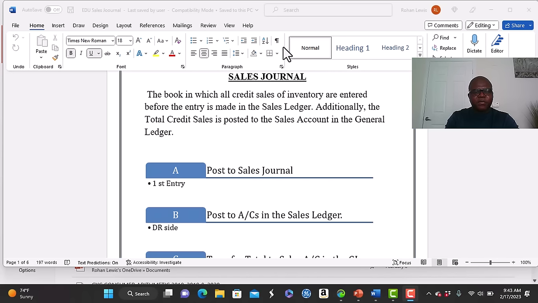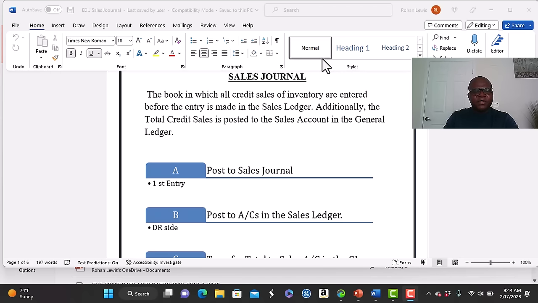And we start off first by looking at the use of the Sales Journal. The Sales Journal is the book in which all credit sales of inventory are entered before the entry is made in the sales ledger. Additionally, the total credit sales is also posted to the sales account in the general ledger. Today, we will look at each of these steps.